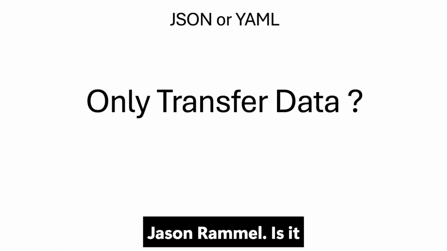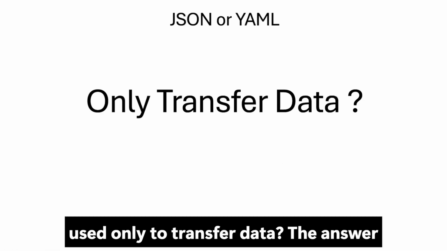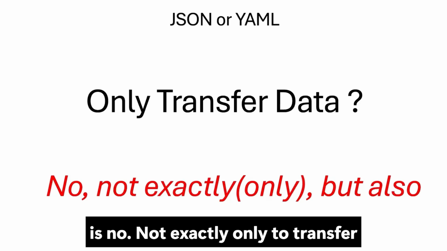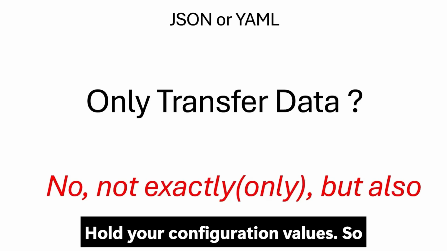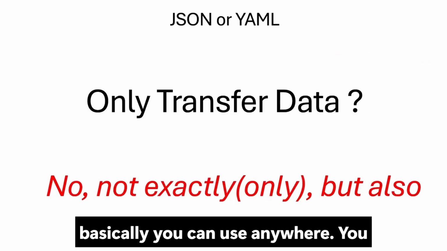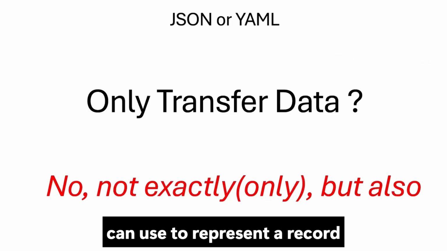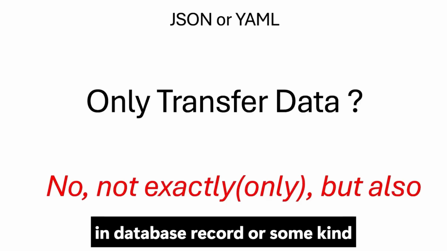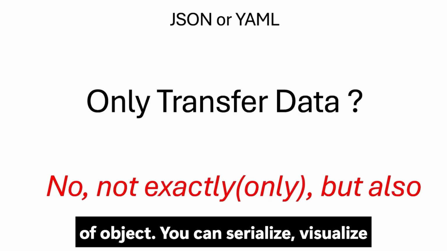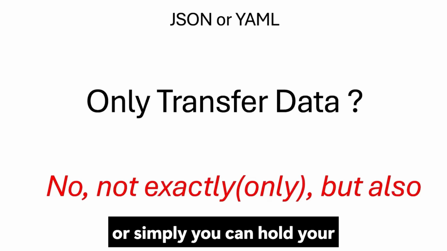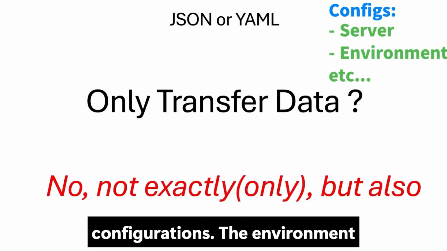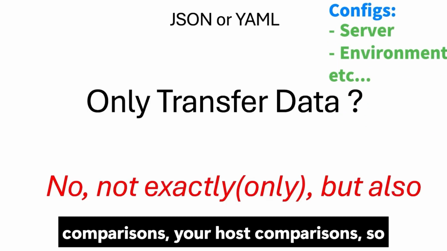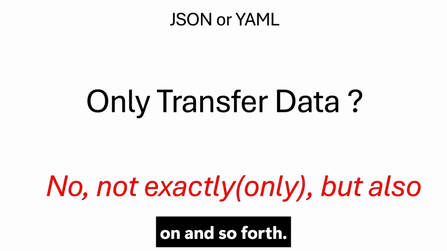JSON and YAML, are they used only to transfer data? The answer is no, not exactly only to transfer data. They can also hold your configuration values. So basically you can use them anywhere. You can use them to represent a record, a database record, or some kind of object you can serialize, deserialize, or simply you can hold your configurations. For example, your server configurations, your environment configurations, your host configurations, and so on and so forth.